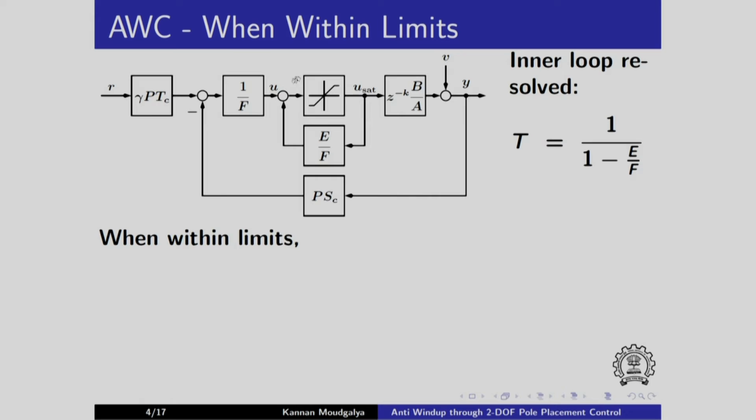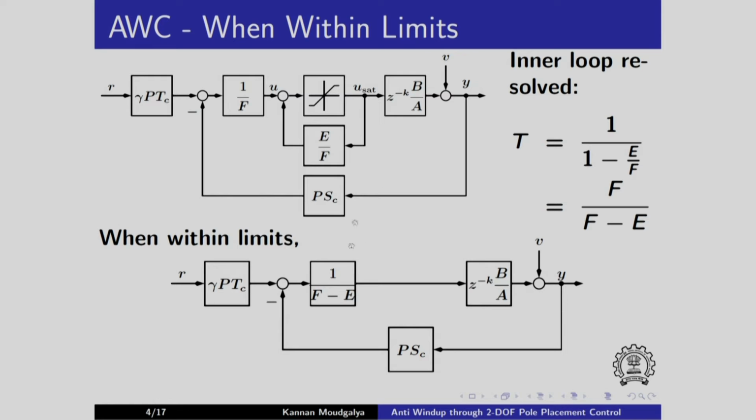So we can write the transfer function of the inner loop as T, which is equal to 1 over 1 minus E by F. The gain here is 1, and there is no negative feedback here, there is positive feedback, so we have a minus sign here. When I simplify it, it becomes F over F minus E. Then I replace this inner block with this F over F minus E, and the F in the numerator will cancel the F in the denominator, and as a result I get this whole thing replaced by 1 over F minus E, and there is no change in any other block.